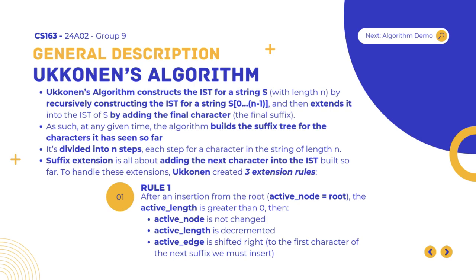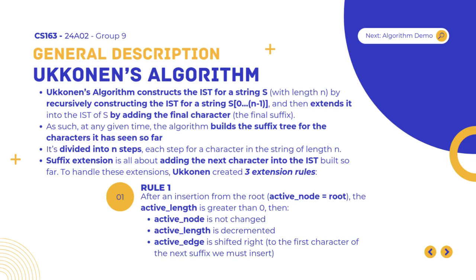It is divided into n steps, each step for a character. And the suffix extension is all about adding the next character into the IST built so far. To handle this extension, Ukkonen, the professor, the computer scientist who created this algorithm, created 3 extension rules.